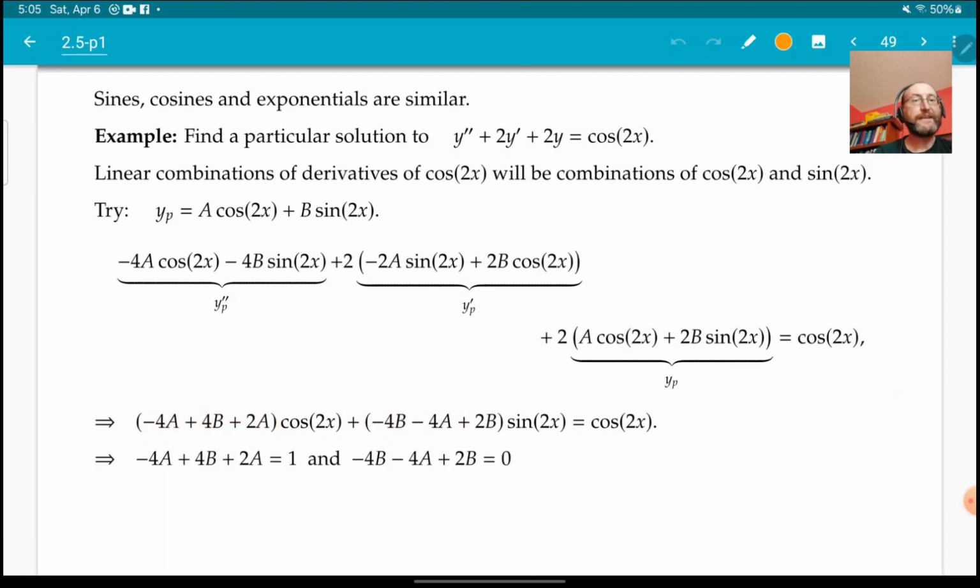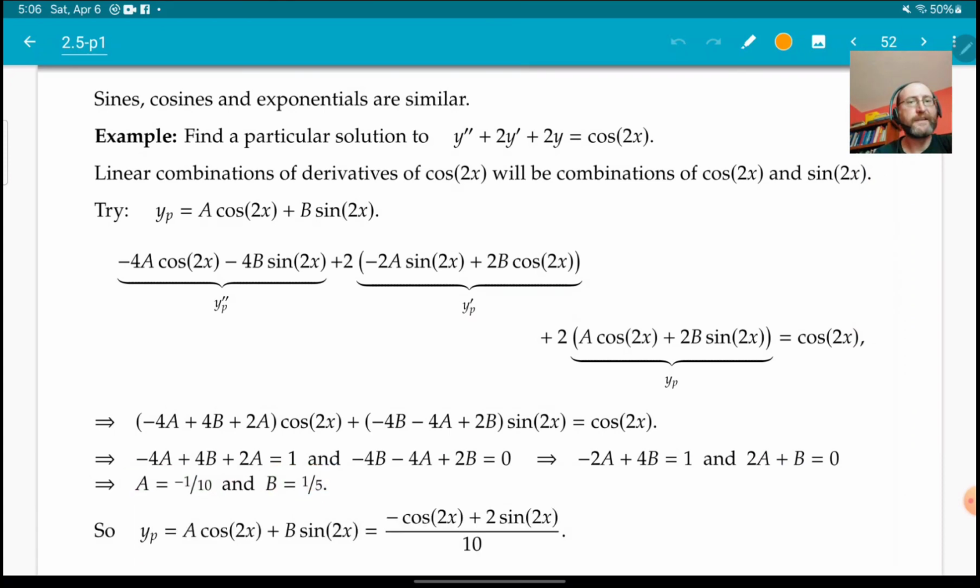So what we need is for this to be 1 and this to be 0, because there is no sine 2x on the right side, but there is this many sine 2x's on the left side. And for cosine, we need 1 cosine. So we have these 2 equations. Well, that can be simplified, and you solve, and you find that a is minus 1/10 and b is 1/5. Just a little bit of algebra at this point.